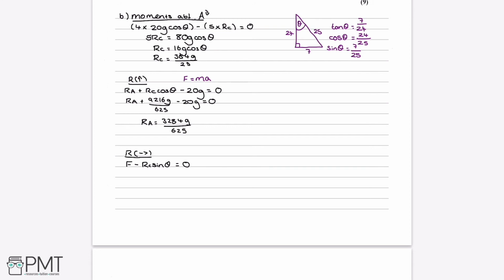And now, we know that RC sine theta is equal to 384g over 25 multiplied by 7 over 25. So we can say that this is equal to F minus 2,688g over 625 is equal to 0. And therefore, if we add that to both sides, we get that F is equal to 2,688g over 625. So now we have values for RA and F.